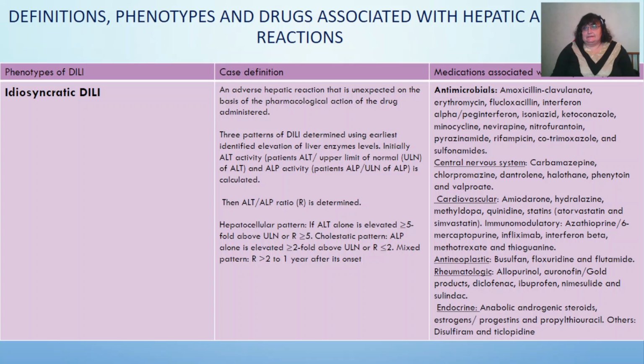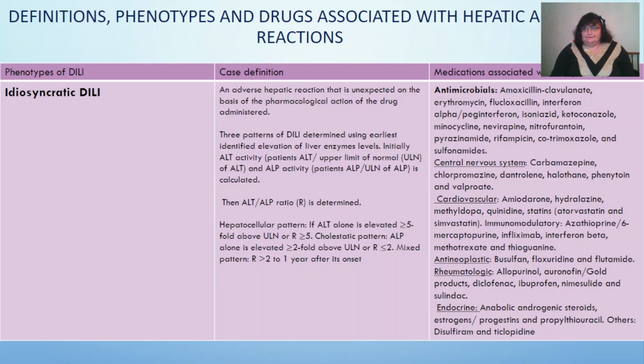Central nervous system: carbamazepine, chlorpromazine, dantrolene, halothane, phenacetin, and valproate. Valproate is said below. Besides its hepatotoxic effect, hepatotoxic adverse reaction, it has a teratogenic effect and is contraindicated for pregnant women.